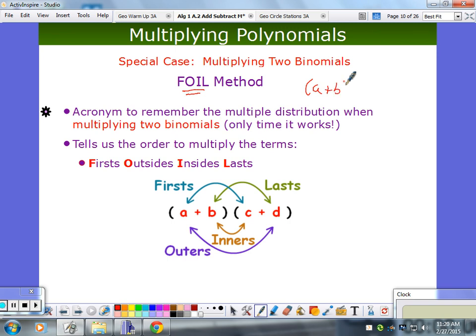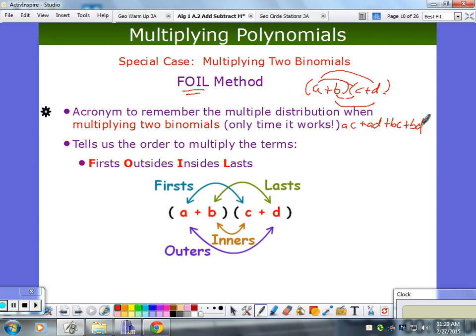So let me put it over here. A plus B, C plus D, two binomials. So remember how this works? You distribute the A, and then you distribute the B. So the A's, those are the first two terms in the polynomials, right? A times C. Then it says do the outside ones. See how these are on the outside? That's your AD. Then it says do the inside ones. That's the BC. And then it says do the last one. The B and the D.